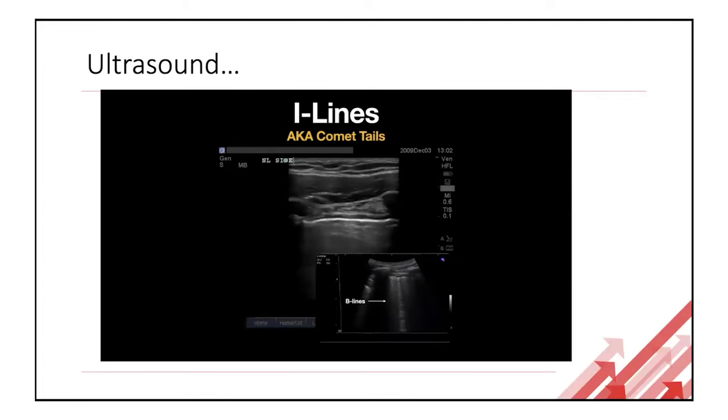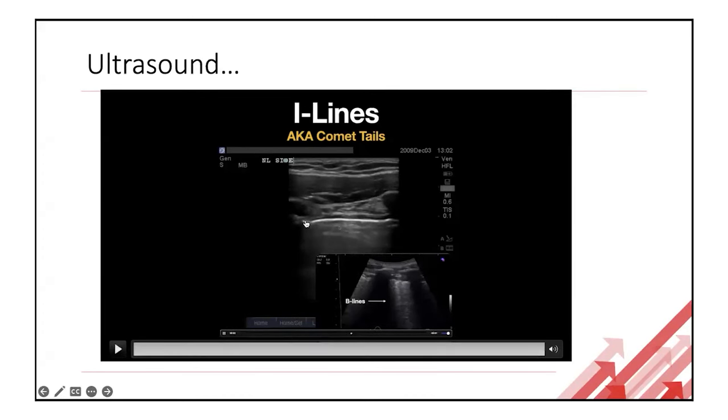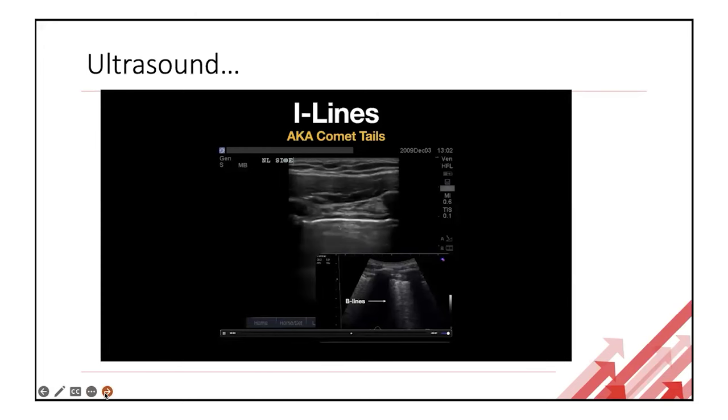It is important to note that eye lines or comet tails are seen more readily with a high-frequency linear probe and difficult to visualize with a low-frequency curvilinear probe. The presence of comet tails is a good indicator that the two pleural surfaces are in contact and excludes pneumothorax in this intercostal space. Okay, again, just to reiterate, look for a rib, a bright line just below it, and look for that movement or those bright lights coming down. Those are what we call the comet tails.